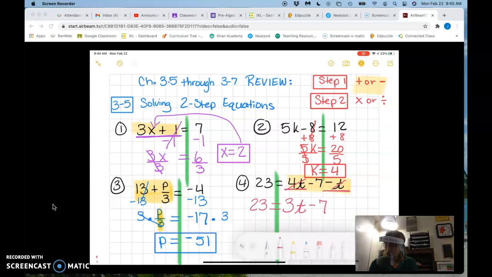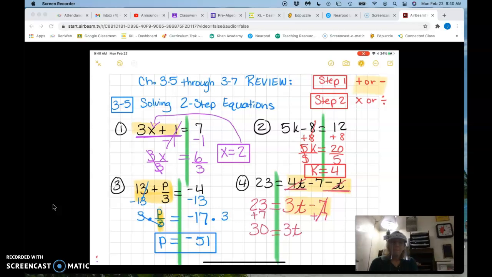Now we can go back to step 1 or step 2. Look at what's happening to the variable, do the opposite. Step 1 is add or subtract. So we're going to add what? 7, because there's a minus 7, so I have to do the opposite. Whatever I do to one side of the equal sign, I have to do to the other. 3t equals 30. Good.